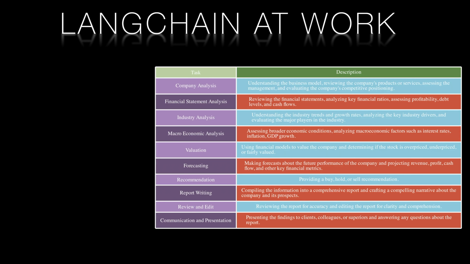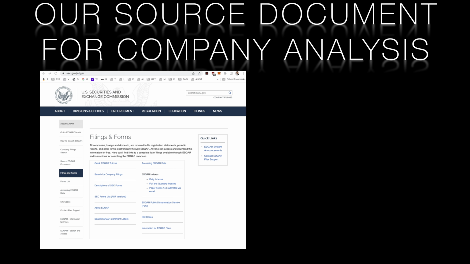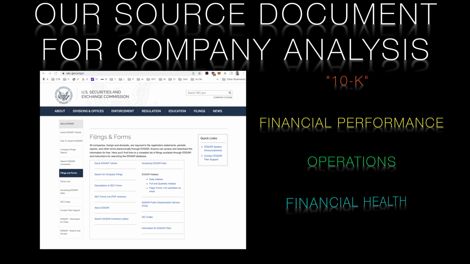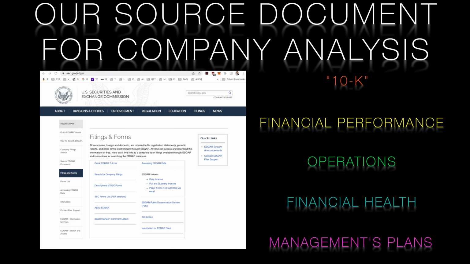For this video, we won't build a whole library of information. That would make for a very long video. We'll just use a single document, but it will be a very relevant document. It will be the company's most recent 10K filing. A 10K form is the annual report that publicly traded companies are required to file with the US Securities and Exchange Commission. It provides a comprehensive summary of a company's financial performance and includes details about its operations, financial condition, and management's plans for future growth.